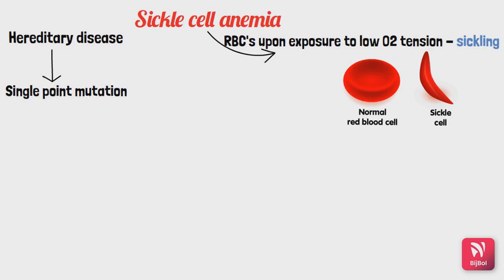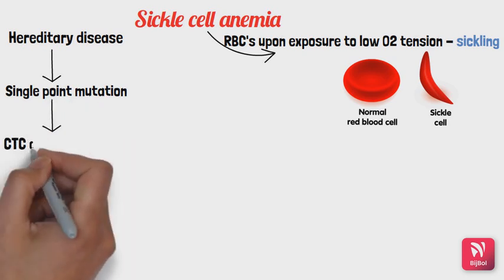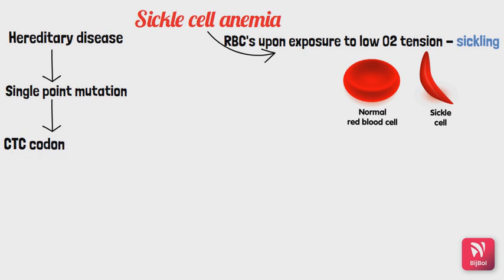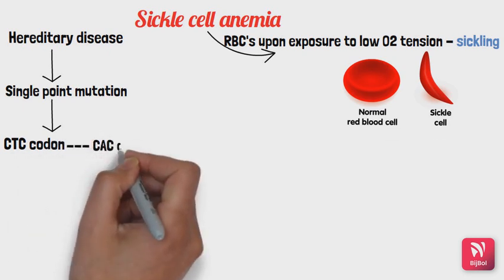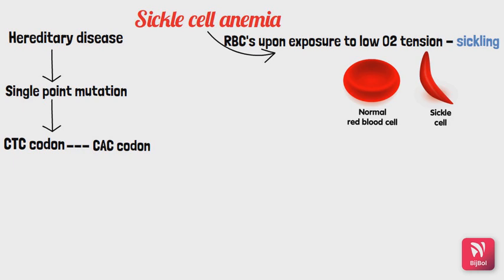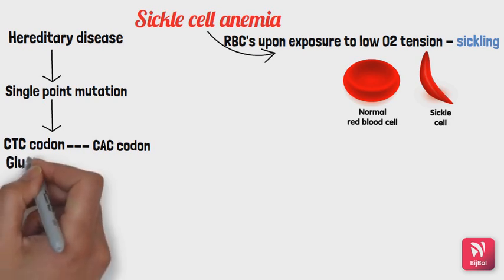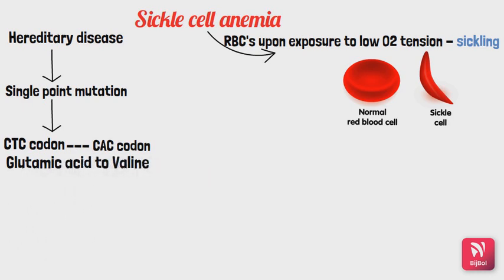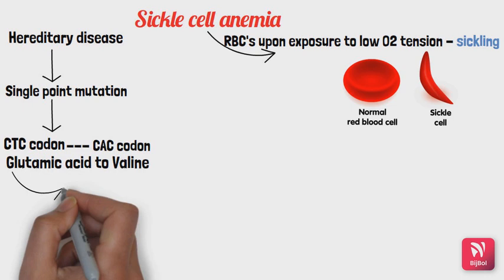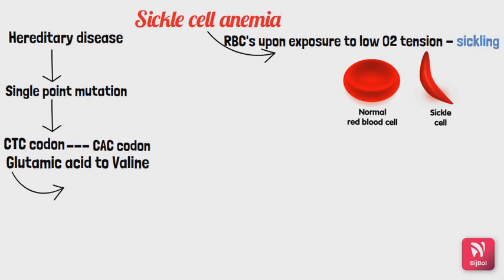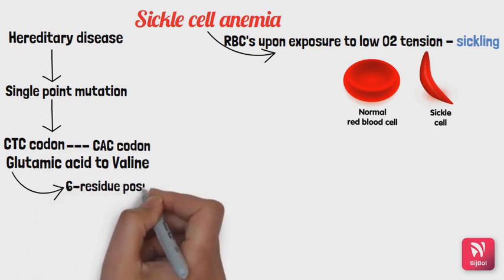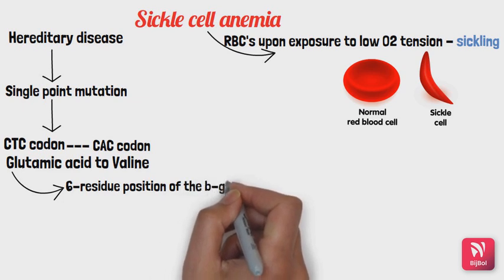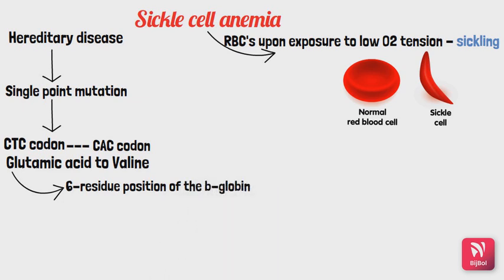So basically hemoglobin is made of amino acids, right? And amino acids are coded by nucleotides. So here the CTC codon is changed to CAC codon. That point mutation occurs in thymine, which is replaced by adenine here. So CTC codes for glutamic acid and CAC codes for valine. So now valine is replacing the glutamic acid because of that point mutation at the 6th position on the beta globin chain.